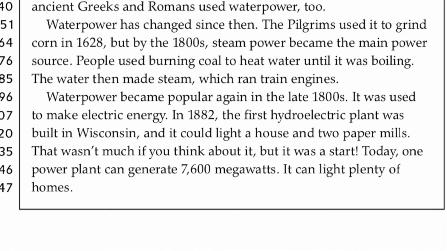Water power has changed since then. The Pilgrims used it to grind corn in 1628, but by the 1800s, steam power became the main power source. People used burning coal to heat water until it was boiling. The water then made steam, which ran train engines.